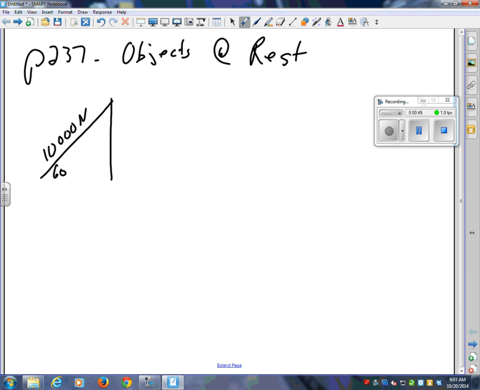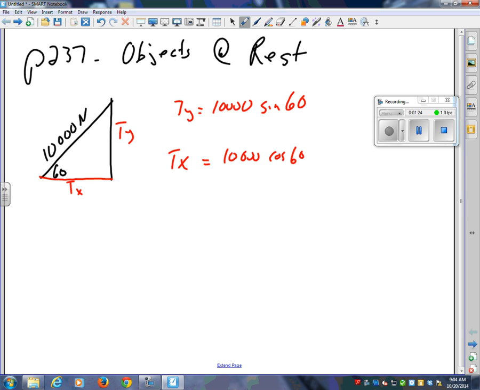And the question is, what are the horizontal and vertical components of the force exerted by the wire at the top of the pole in order to maintain the system in static equilibrium? So all they're really asking for is what? They're asking for that and that, right? So it's just trigonometry, right? Ty is going to be 10,000 sine 60, and Tx is going to be 10,000 cos 60, whatever those work out to be.